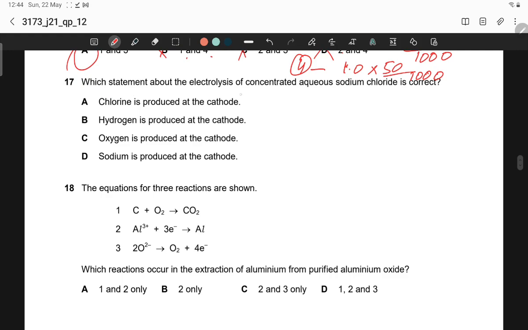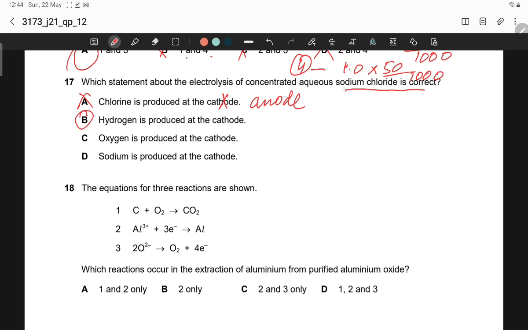Which statement about the electrolysis of concentrated aqueous sodium chloride is correct? Chlorine is produced at the cathode, so it is incorrect. Chlorine is produced at anode. Hydrogen is produced at the cathode. Yes, hydrogen is produced at the cathode.